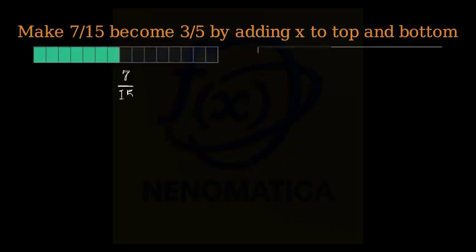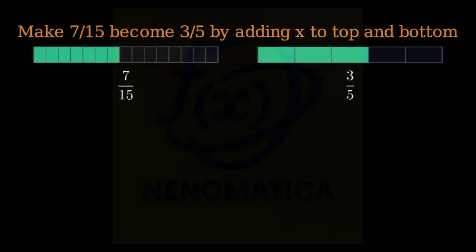Think of each bar as a whole cut into equal pieces. We will not literally add pieces to the bar. Instead, we will set up an equation that adds x to the numbers 7 and 15, so the value matches 3/5. Set up the algebraic condition. After adding x to both the numerator and the denominator, the value becomes 3/5.